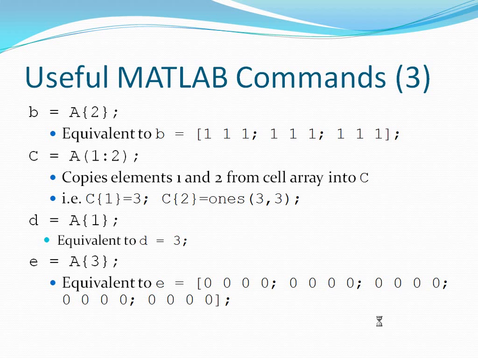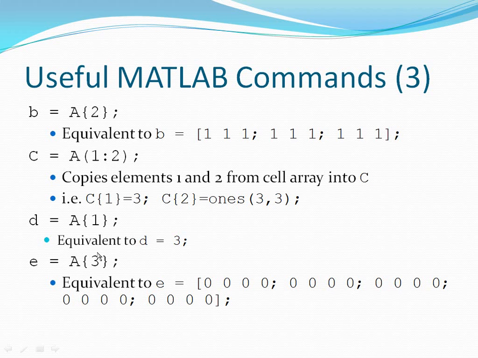And finally, if you want to access the third element, make sure you have curly braces, right? Round braces and curly braces, as we talked about, are different. With round braces, you're copying the cell array contents, and curly braces means that you're going to get the actual contents inside each slot that you want. In this case, it's a 4x4 matrix.